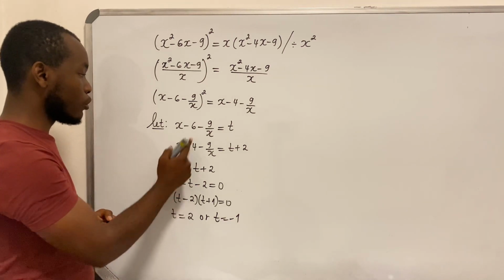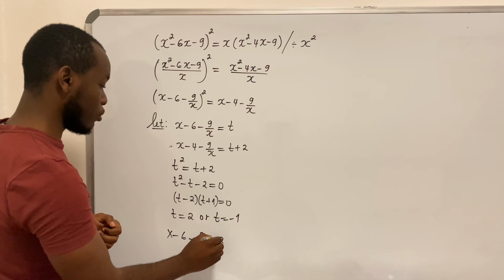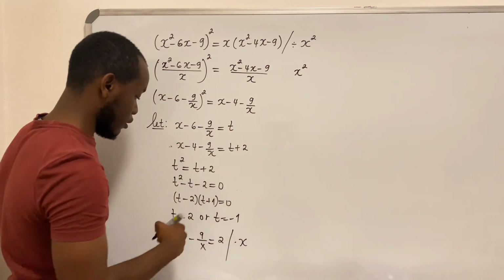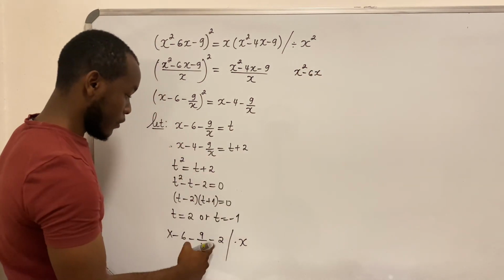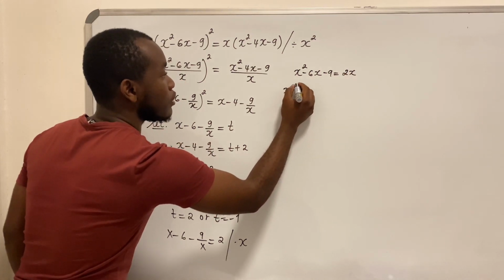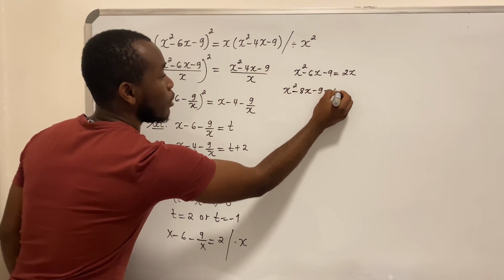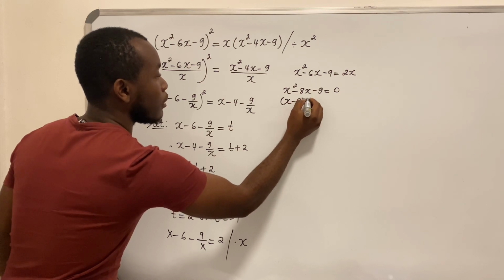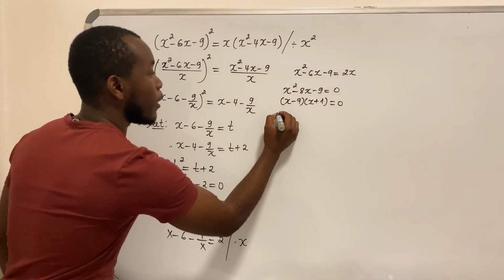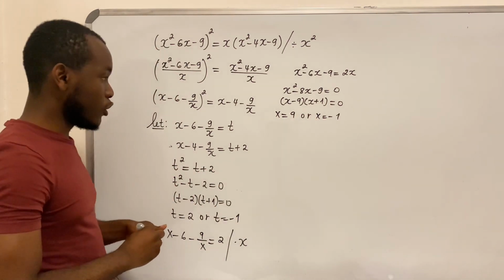If we start with 2, then we're going to have x minus 6 minus 9 over x equal to 2. Multiply the whole expression by x. What do we get? We have x squared, here will be minus 6x, here will be minus 9, equal, here will be 2x. So then we have x squared, this positive 2x comes here, will be minus 8x minus 9 equal to 0. So (x minus 9)(x plus 1), because if we multiply it is negative 9, if we add it is minus 8. So x is going to be equal to 9 or x is going to be equal to negative 1. So this is using t equal to 2.